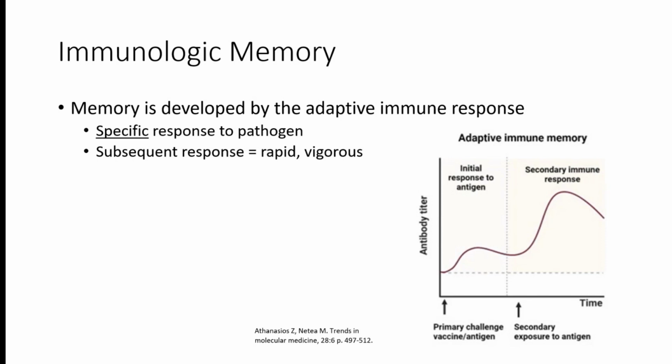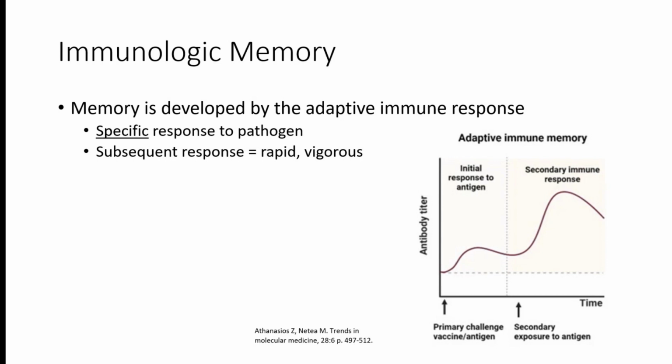So the subsequent response is rapid and vigorous. And as it turns out, this is really the basis for the concept of vaccination, right? So as you see on the graph on the y-axis there, if we artificially expose a human to a pathogen through a vaccine, it creates an initial response.